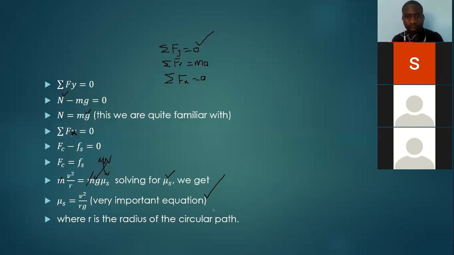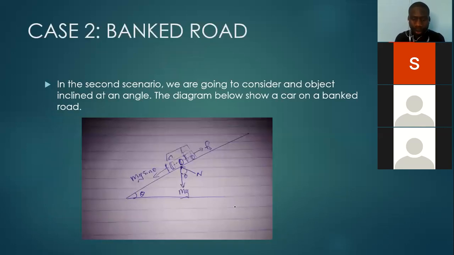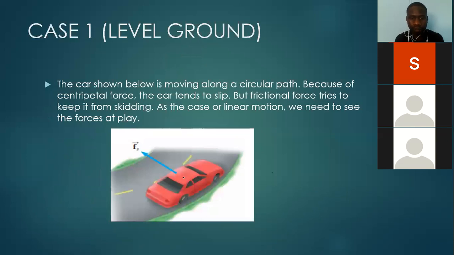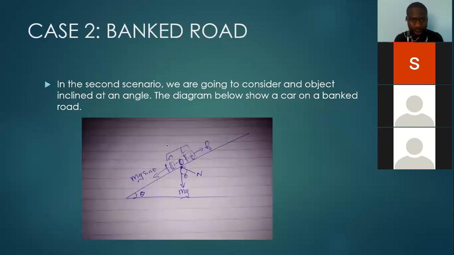So we have a diagram here. Here we had a situation whereby it's on a level field, all right? It's moving in a circular path, but on a level field. But what about if it is moving in a circular path? Obviously, this car will be moving like that, but on what we call a banked road, all right?